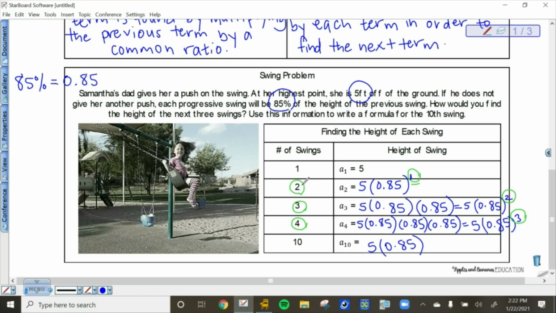So for the second term, we raise it to the first. For the third term, we raised it to the second. For the fourth term, we raised it to the third. So for the 10th term, what would we raise it to? Ninth. Yeah, the ninth, because it's 1 less. The power is 1 less than the term. I'm going to raise it to the 9th power.